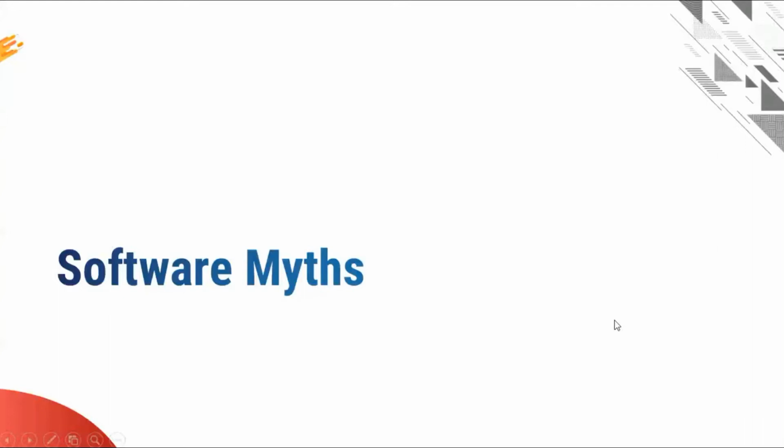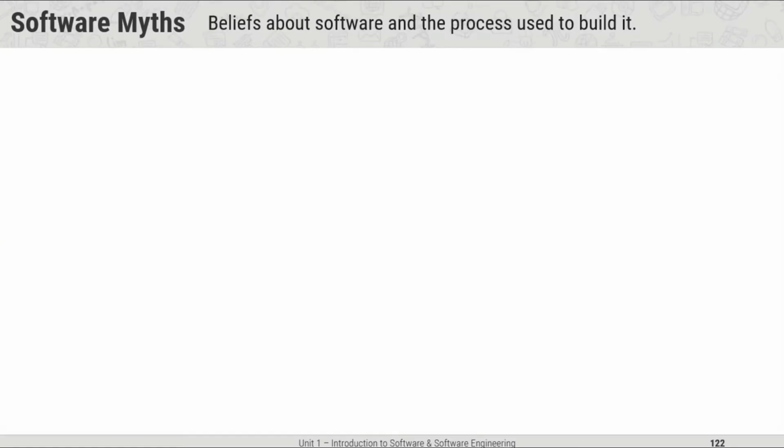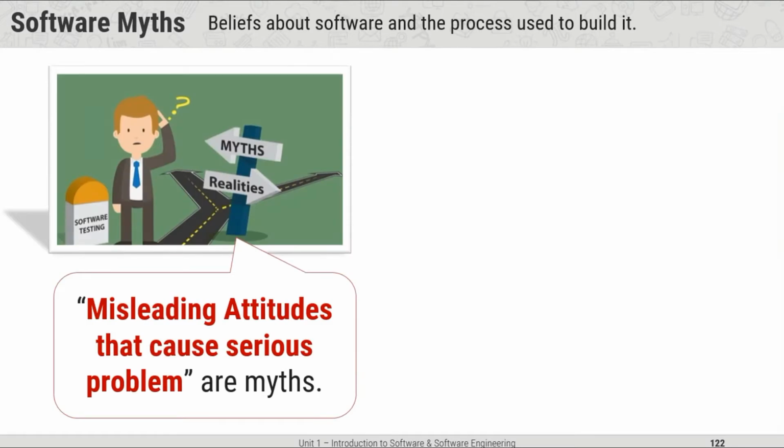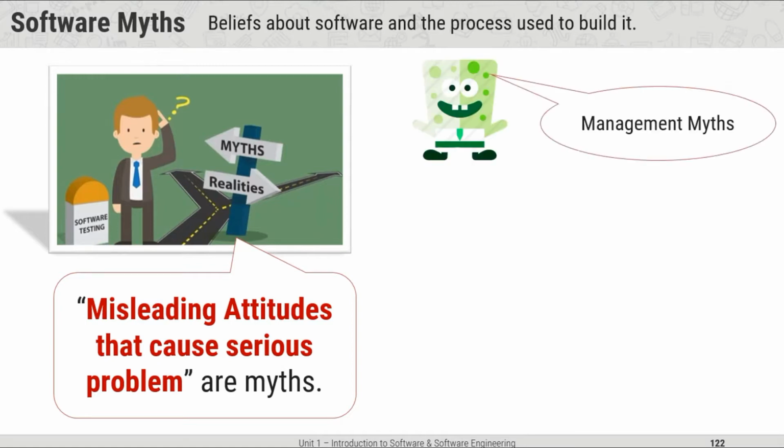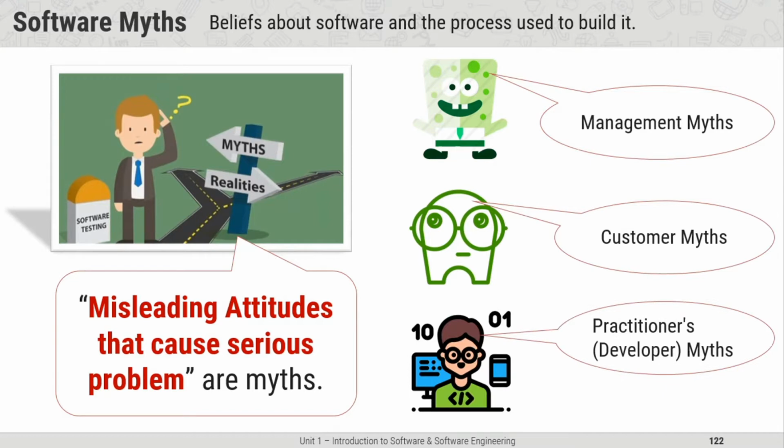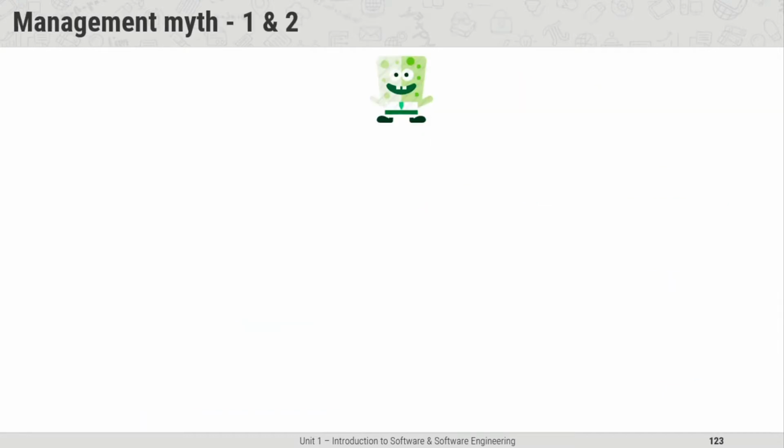In this video, we are going to understand software myths. Software myths are beliefs about software and the process used to build it. Misleading attitudes that cause serious problems are called myths. There are three types of software myths: management myth, customer myth, and practitioners' or developers' myth. Let's see them one by one.